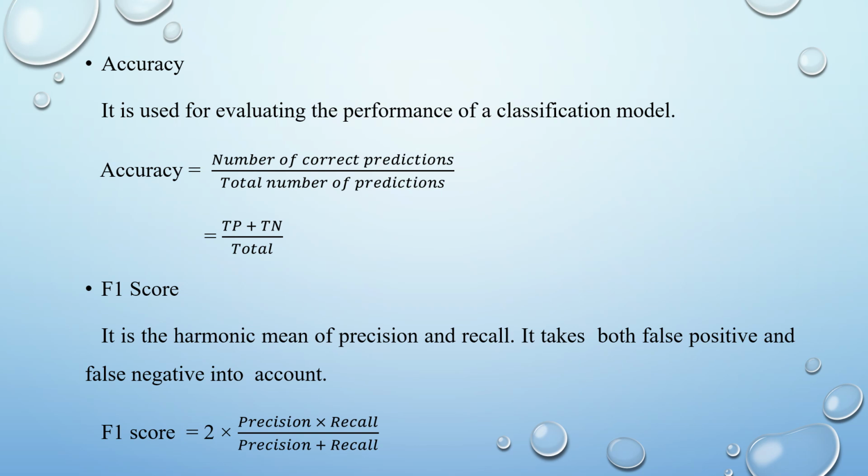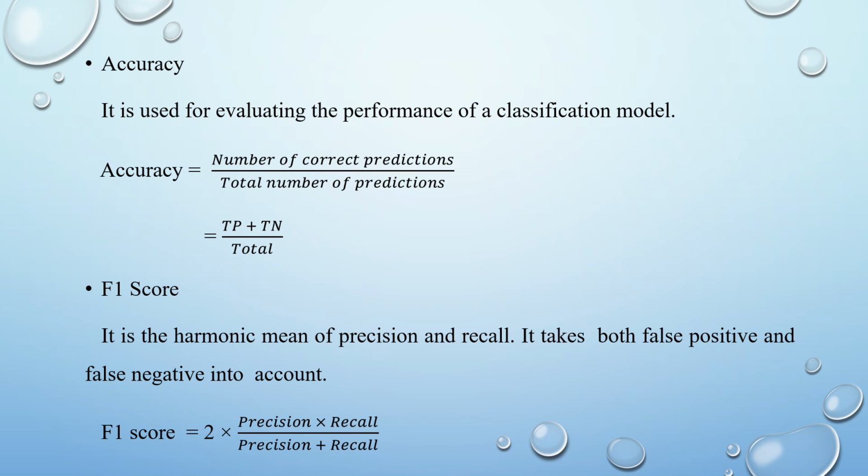Accuracy. Accuracy is used for evaluating the performance of a classification model. Accuracy is equal to the number of correct predictions divided by the total number of predictions. That means accuracy is equal to true positive plus true negative divided by total, which is TP plus TN divided by total. So using this formula, we can calculate accuracy.